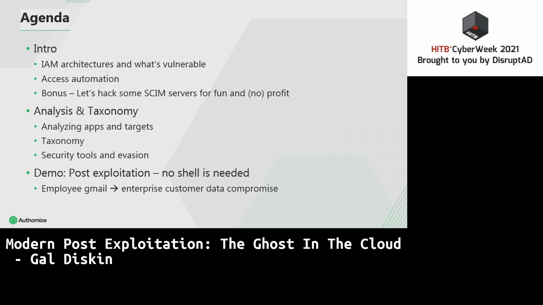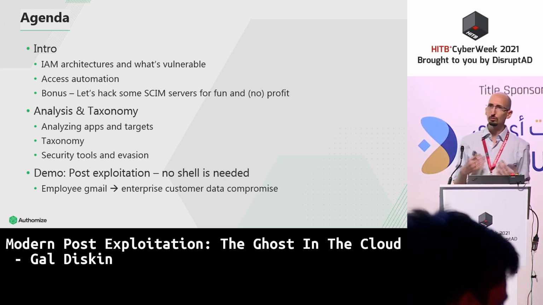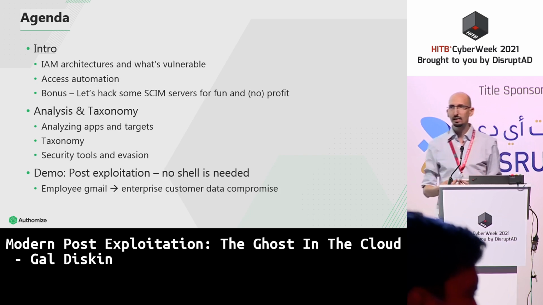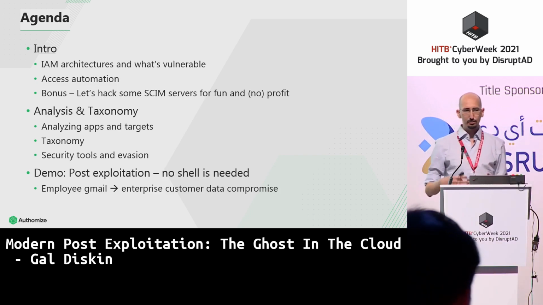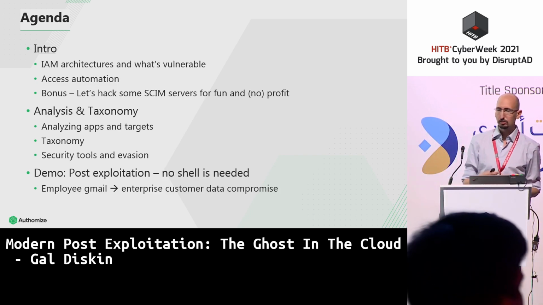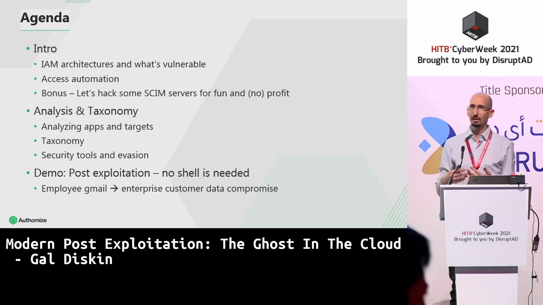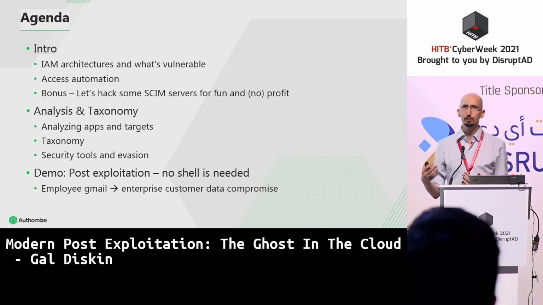So to move on, what am I going to talk about today? I'm going to talk a little bit about the introduction of what is IAM. And IAM is not an AWS mechanism. IAM is identity and access management. It's the infrastructure that manages the access in any application that you have. I'm going to talk about how these architectures work in organizations and in applications and what's vulnerable there. I'm going to talk about how access automation works, how access is being provisioned and why this is vulnerable.